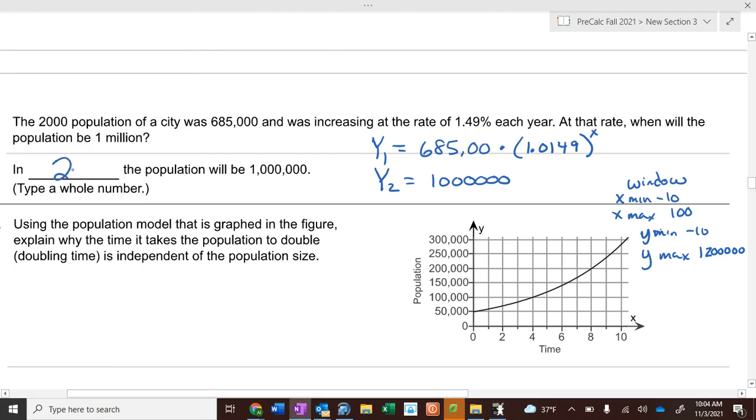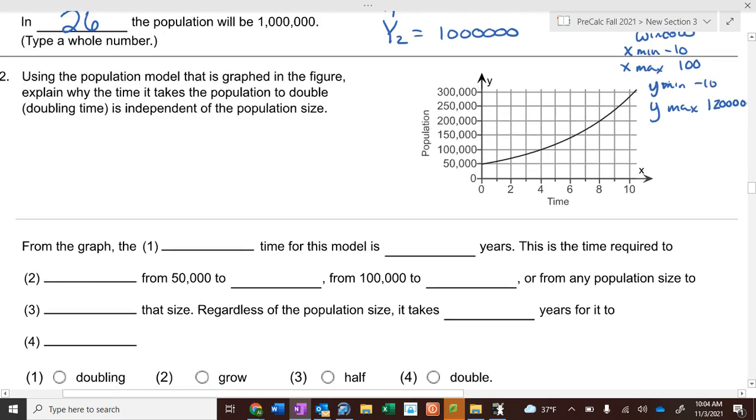So 26, because they want a whole number. We good with that? Okay.